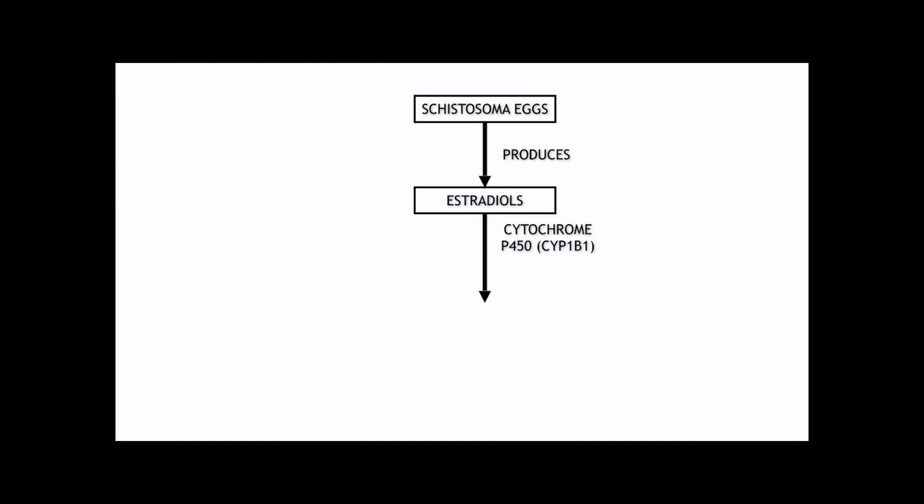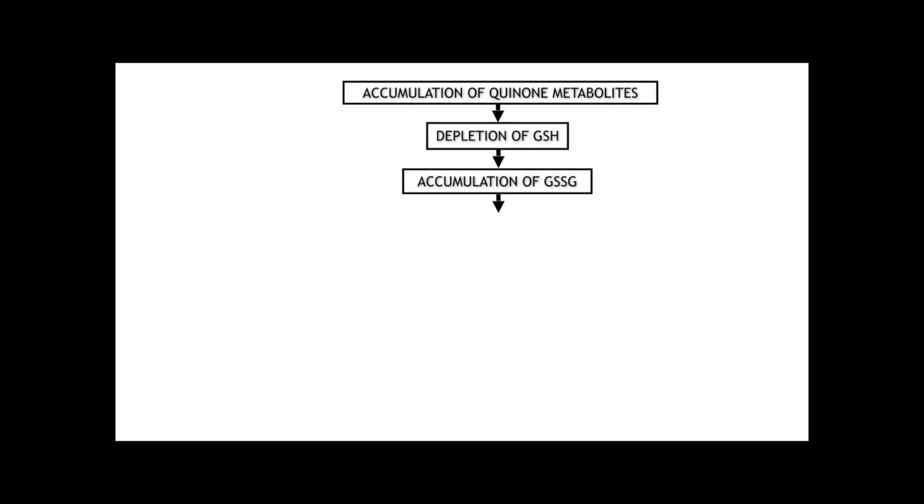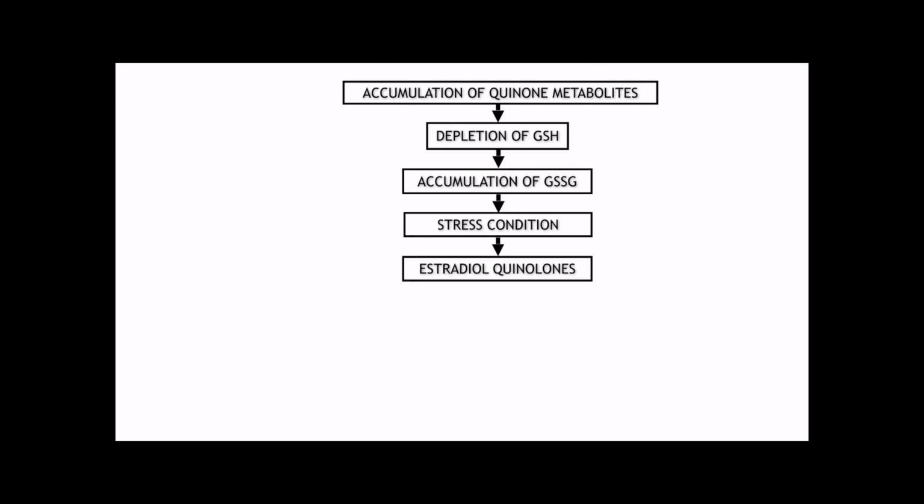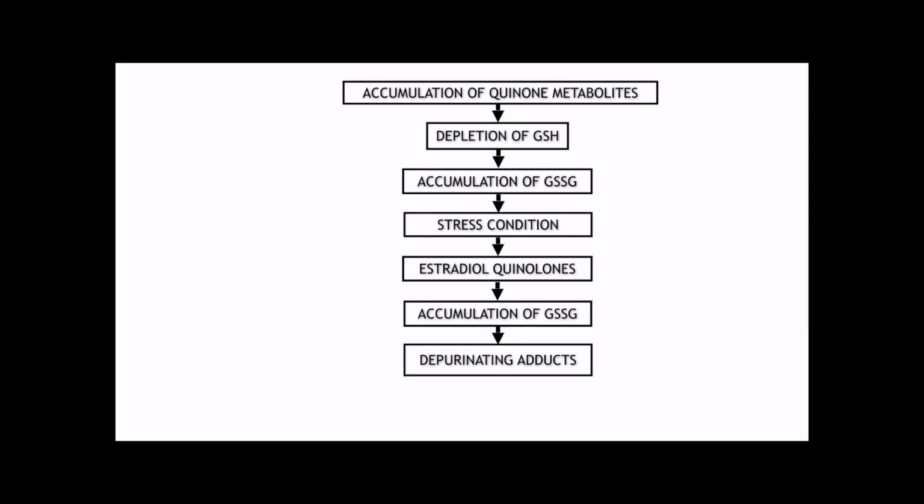Enzymes including cytochromes P450 and peroxidases metabolically oxidize these estradiols into highly reactive chemometabolites, and then there is a production of catechol estrogens. The accumulation of chemometabolites leads to depletion of GSH and the accumulation of GSSG, which leads to a stress condition, and estradiol quinones accumulate, forming depurinating adducts, which increase cell proliferation.